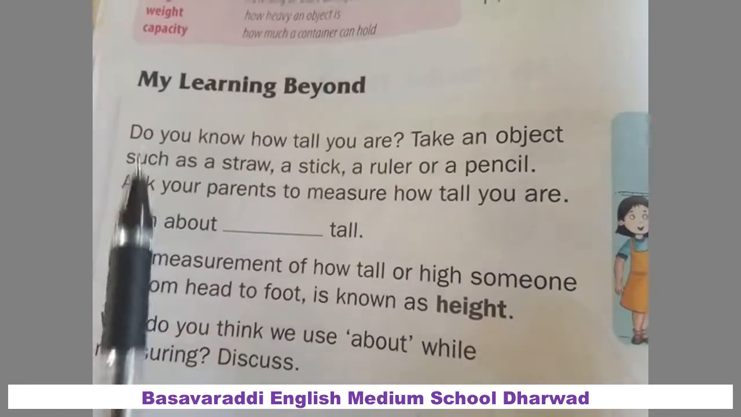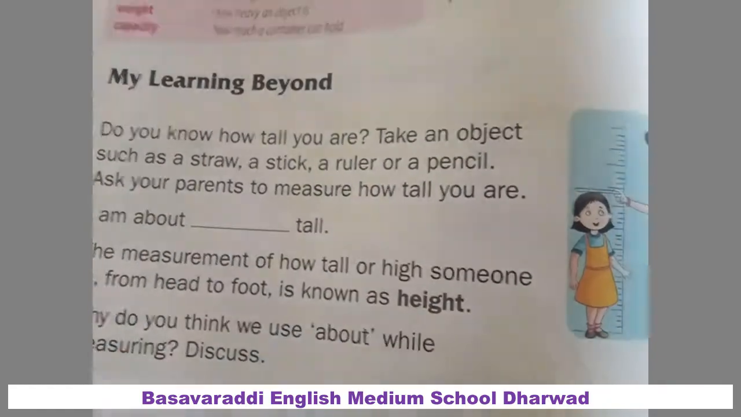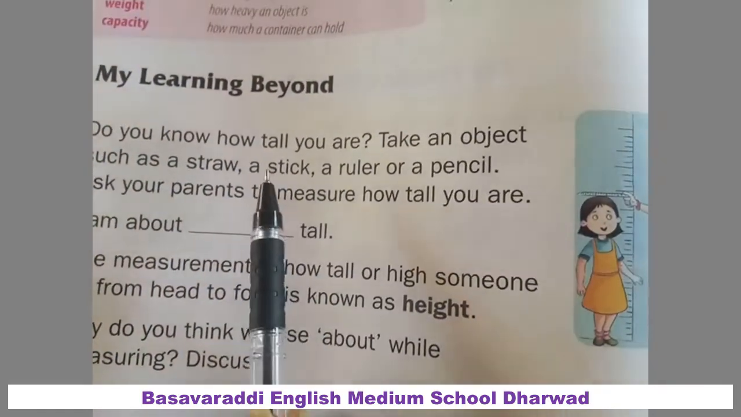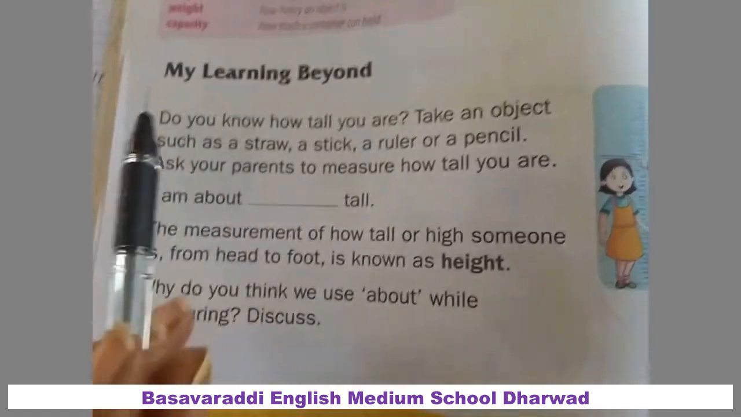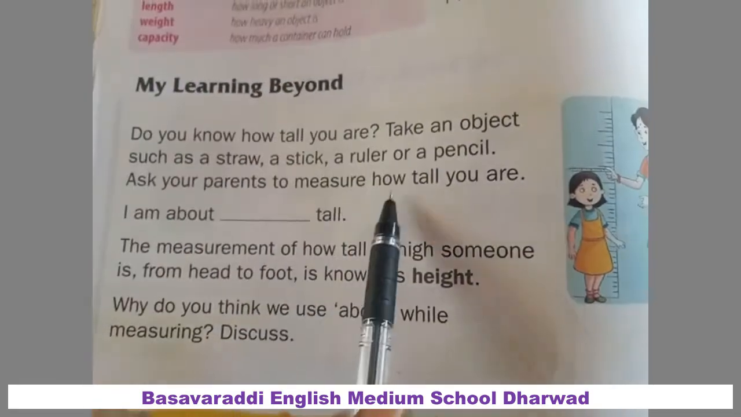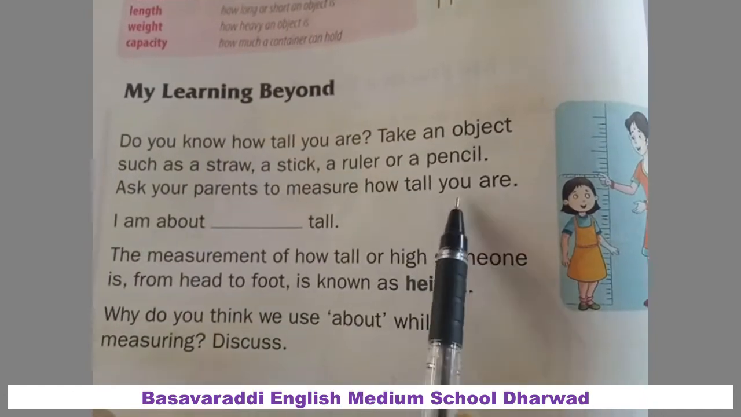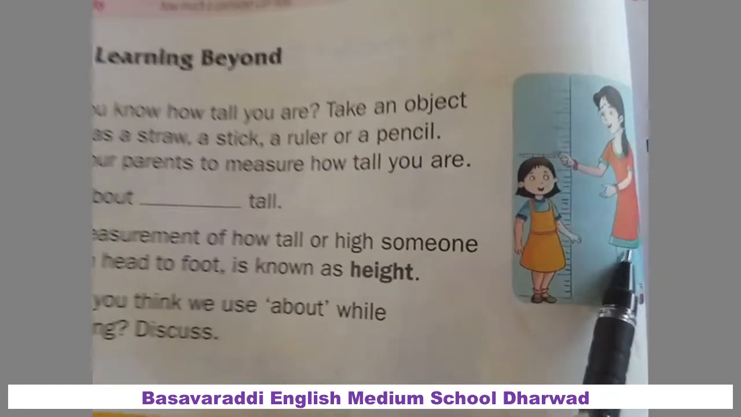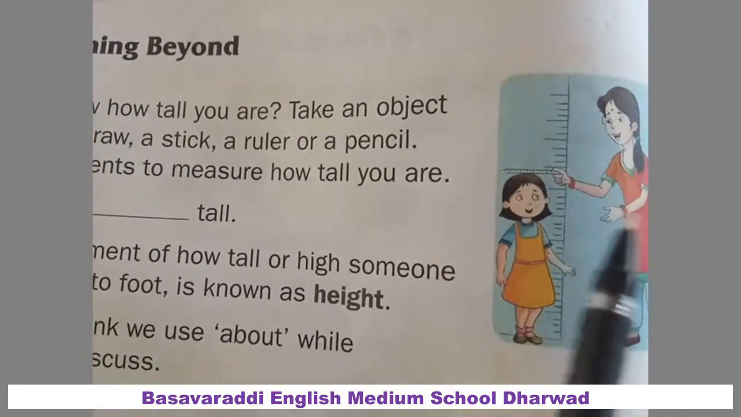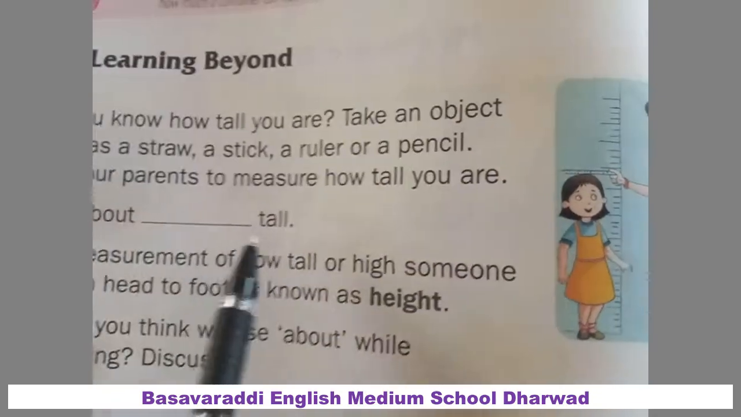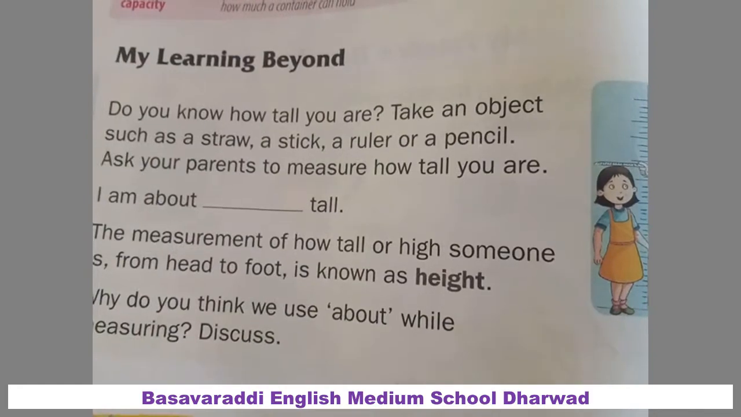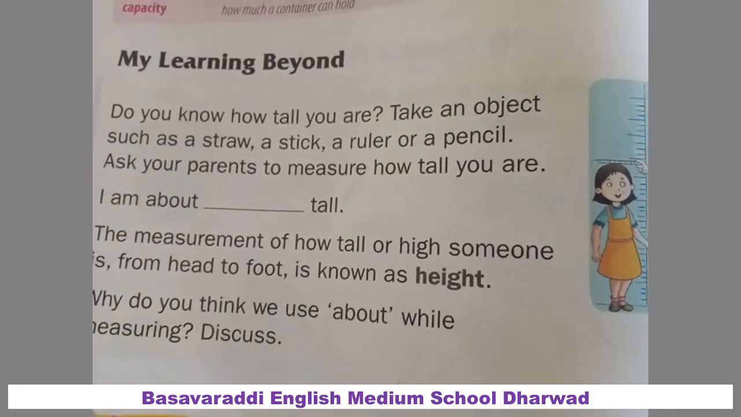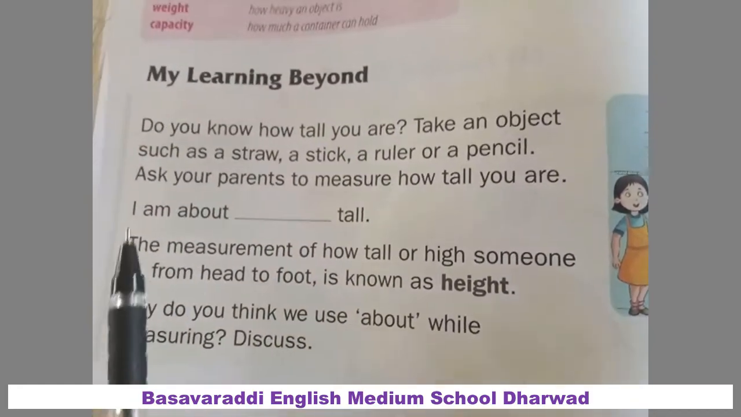Take an object such as a straw, a stick, a ruler or a pencil. Ask your mama or parents to measure how tall you are. Tell your mama to measure like this, and note what you are using and how tall you are. So I am about dash tall. 3 rulers or 7 pencils, that you have to write down. This is the activity for you.